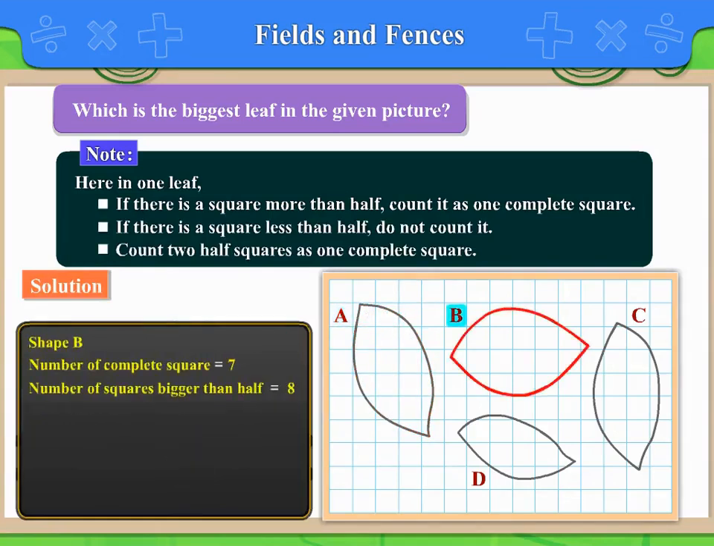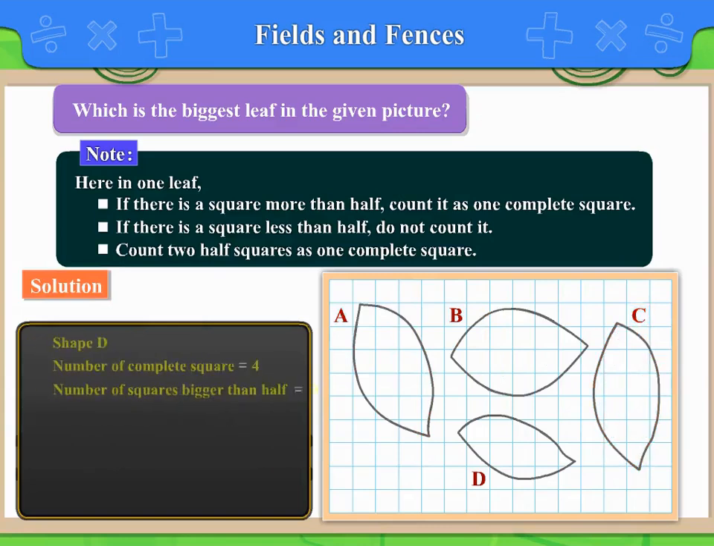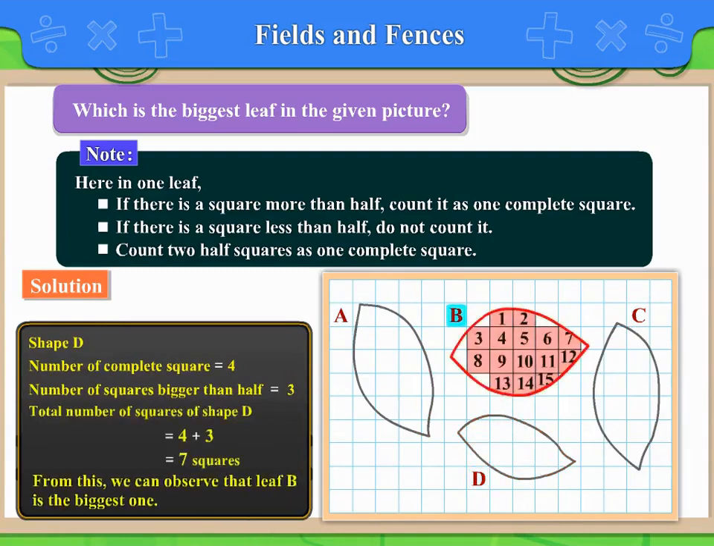On counting the squares in shape B, we get 15 squares. In shape C, there are 11 squares. And on counting the numbers of squares in shape D, we get 7 squares. From this, we can observe that leaf B is the biggest one.